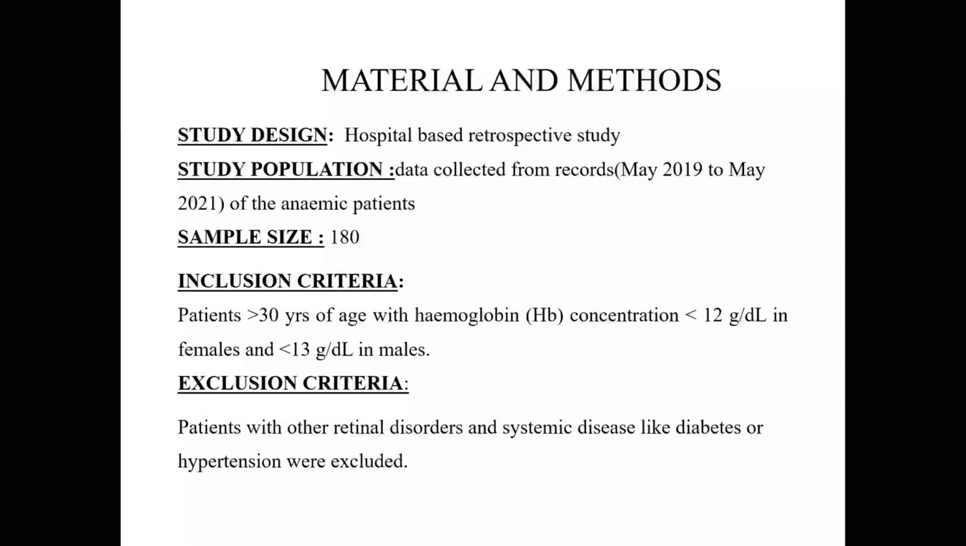Materials and method. Study design: this is a hospital-based retrospective study. Study population: the data was collected from a tertiary care hospital from previous records from May 2019 to May 2021 of the anemic patients. Sample size is 180. Inclusion criteria: patients more than 30 years of age with hemoglobin concentration less than 12 gram per deciliter in females and less than 13 gram per deciliter in males. The exclusion criteria: patients with other retinal disorders and systemic diseases like diabetes or hypertension were excluded.